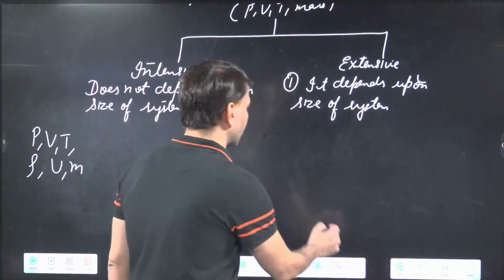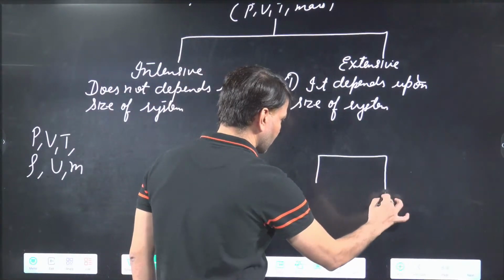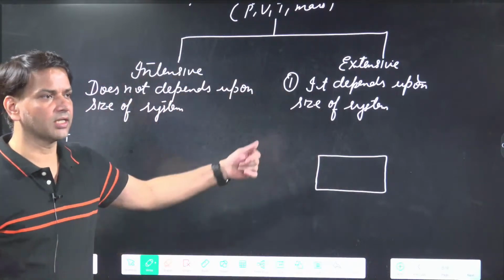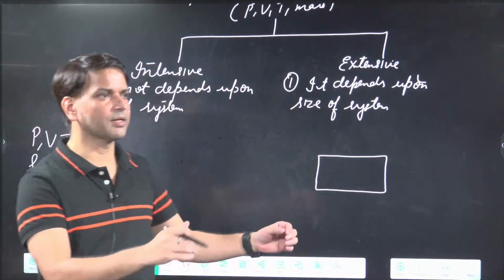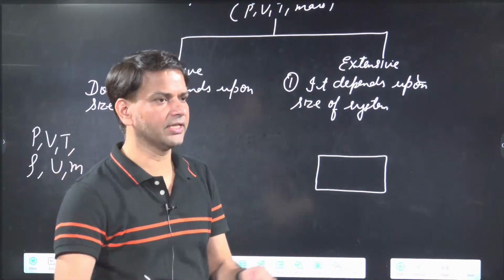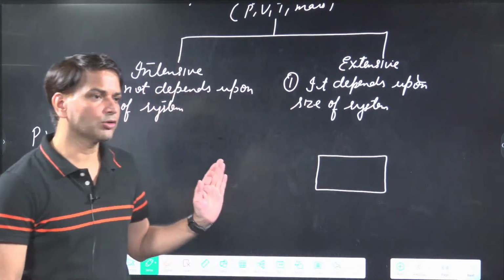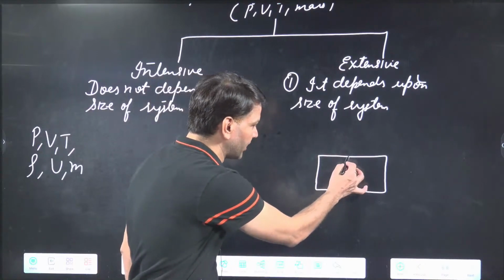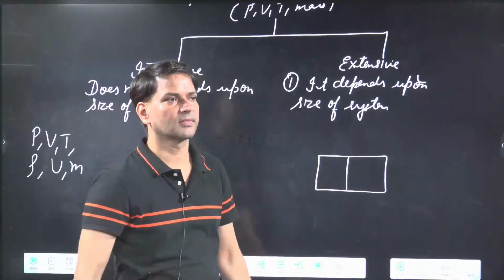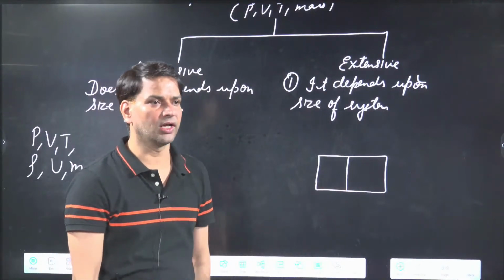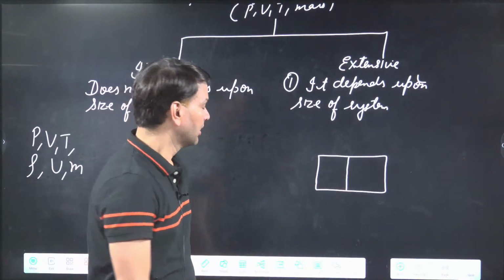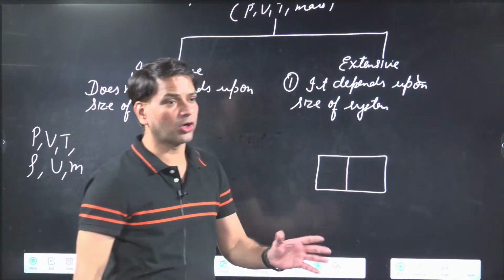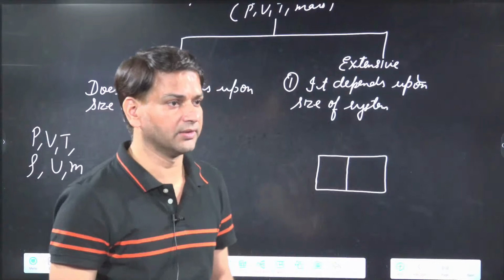Suppose I have one container, and any gas is enclosed in it. The gas has some pressure P, volume V, temperature T, and mass M. Now suppose I put one boundary in between and separate this container into two equal halves. Then, if you are dividing into two equal halves, which quantity will change, that you have to decide.